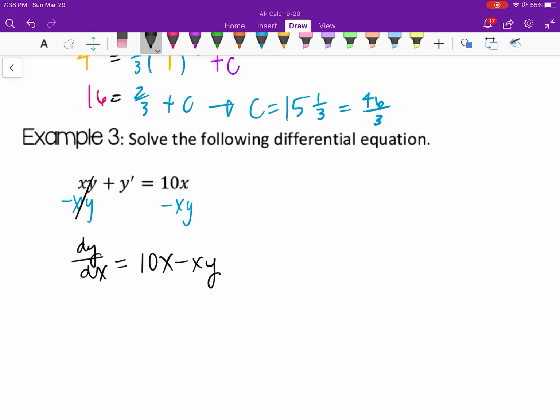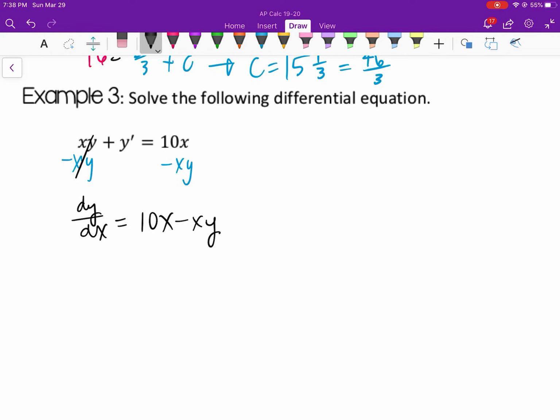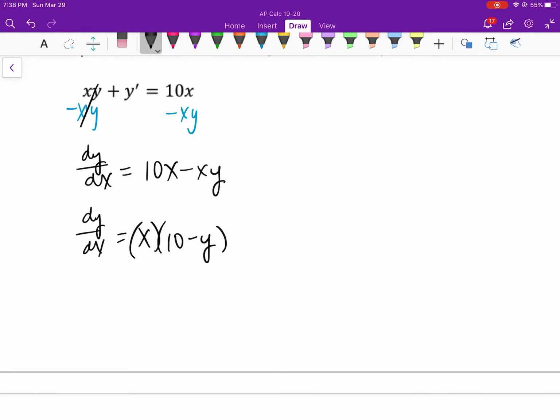Now, in order for separation of variables to work, remember you need an expression entirely in terms of x and an expression entirely in terms of y. As it's written right now, that 10x minus xy, x is part of both of those. Well, it's good news and bad news. The good news means that we can factor it out. So we are going to have dy over dx equaling x times the expression 10 minus y. And now that thing in parentheses is only in terms of y, and the thing that's being multiplied in front is only in terms of x. So we'll be able to separate our variables from here.